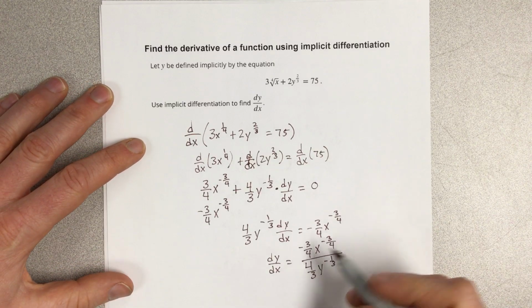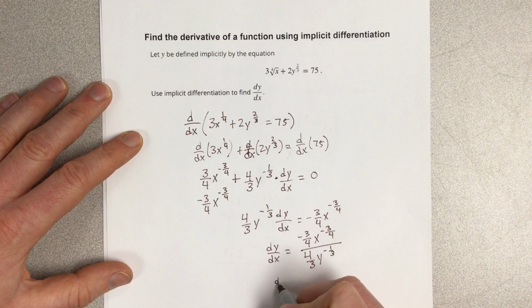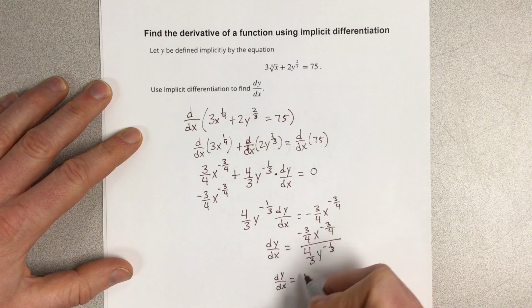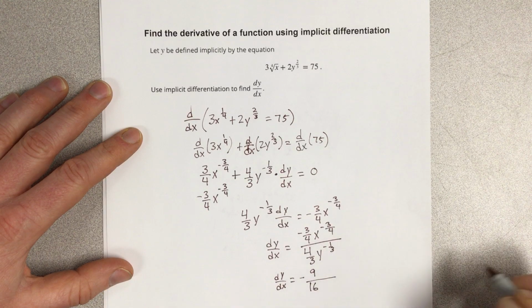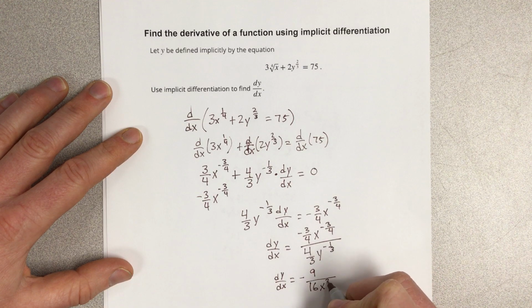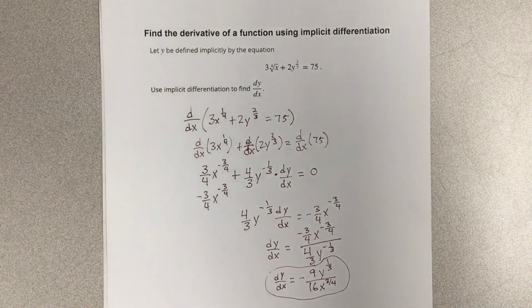Now when I divide these two fractions, I end up with dy/dx is equal to negative 3/4 divided by 4/3. I can rewrite that by saying it's negative 9 over 16. I can move this negative exponent to the bottom, so it'll be x to the 3 over 4 here, and this negative exponent that's in the denominator to the top, which would be y to the 1/3 power. That's the derivative of the above equation.